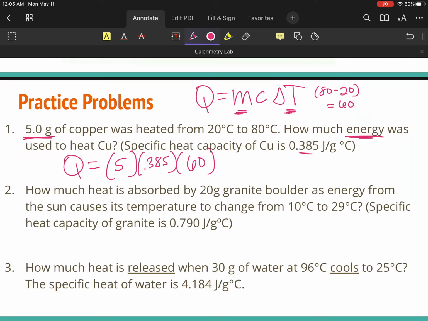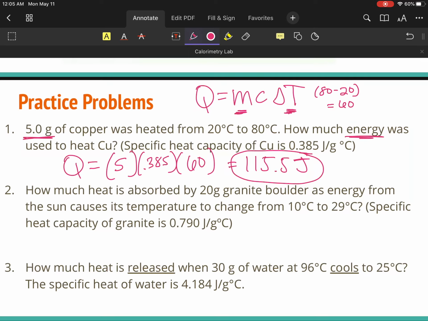So now all we're going to do is multiply it in our calculator. And we end up with 115.5, and it's always joules as our unit. Joules of energy. Okay, let's do one more.